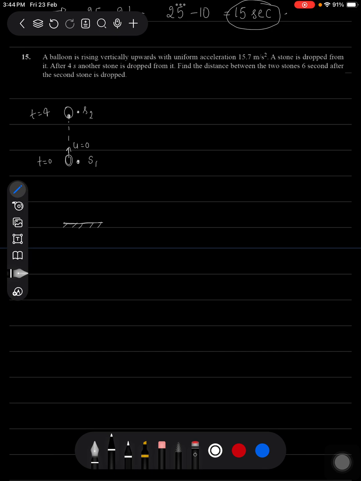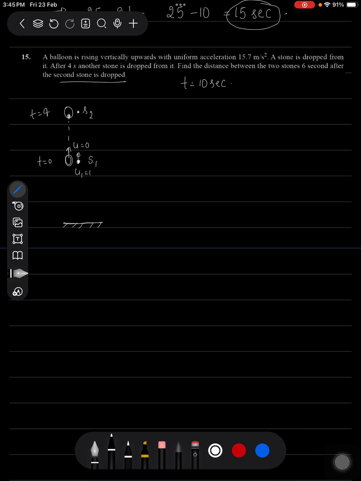Right? Find the distance between the two stones 6 seconds after the second stone is dropped. Means at t equal to 10 seconds. What is the separation between them, they are asking. We know that when a body is separated from a moving object, it will carry its velocity but not the acceleration. So the initial velocity of this stone here is going to be equal to 0.